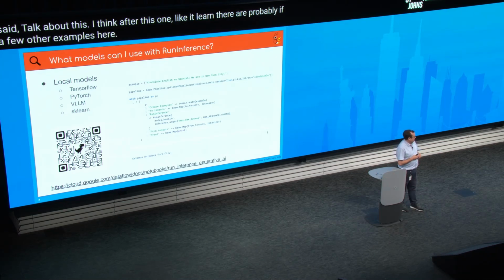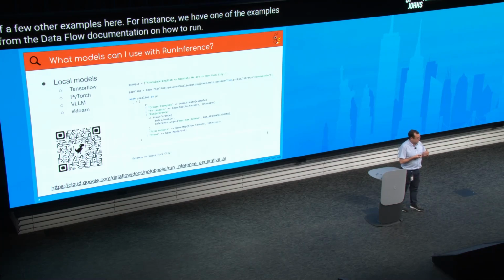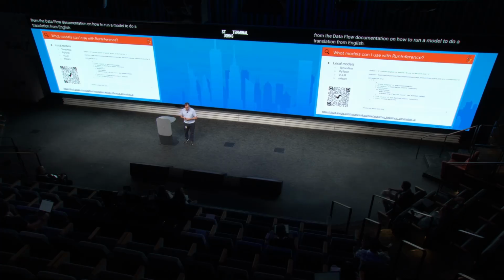Here, for instance, we have one of the examples from the Dataflow documentation on how to run a model to do a translation from English to Spanish. The notebook is in this link. It's in the Dataflow documentation, but it's a generic Beam pipeline. You could run it anywhere, not necessarily only in Dataflow.